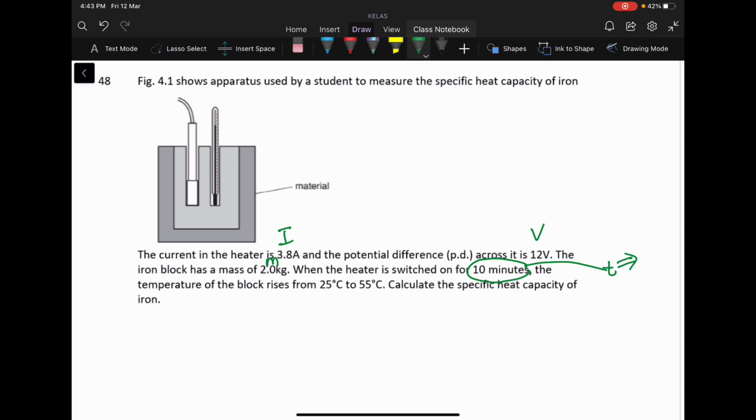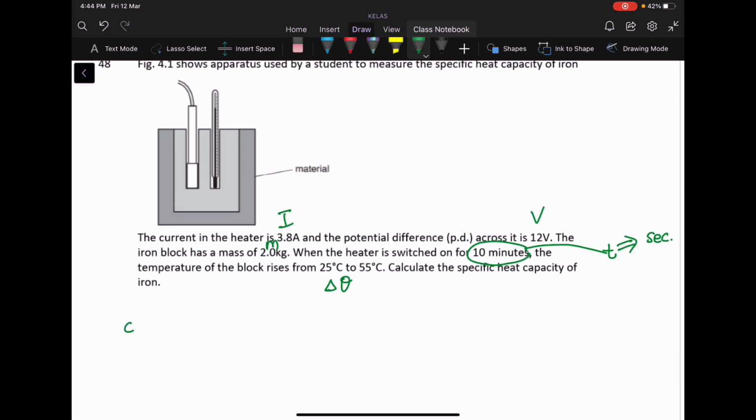But time must always be in seconds. So later we need to change the unit. The temperature of the block rises from... So this is the temperature change. Calculate the specific heat capacity. This is not that difficult. So specific heat capacity equals to, this is something that you must remember, Q, the energy change, per unit mass, and then per change of temperature.